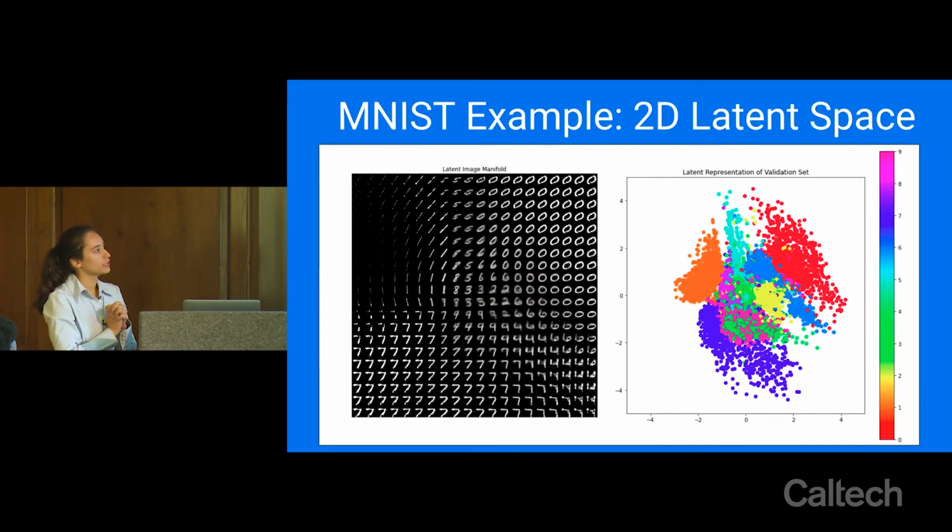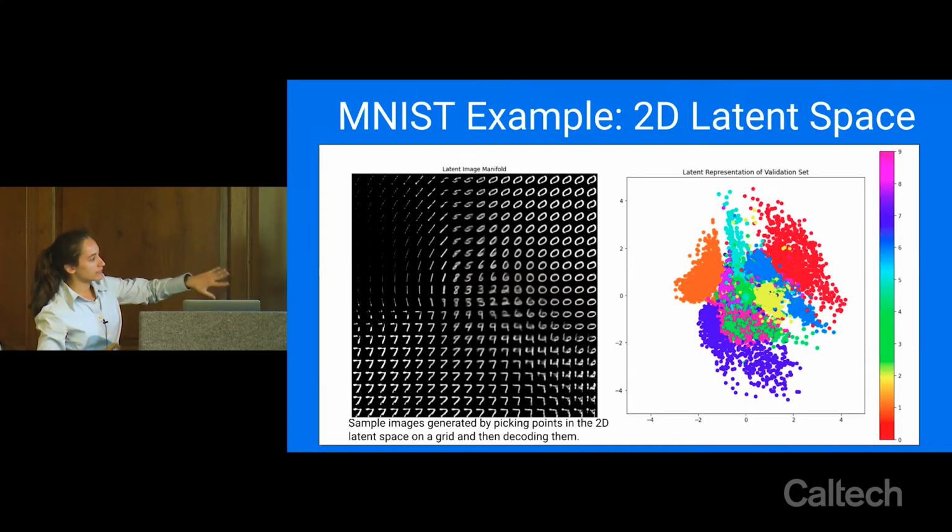And so what we're going to do now, let me walk through what each side is more concretely. And then I do have a few questions, and I'm going to ask you guys to analyze this plot and see if you can understand what's going on. So on this side, these are sample images generated by picking points in the 2D latent space on a grid and then decoding. And so that was a lot, and let's see if I can tease that apart.